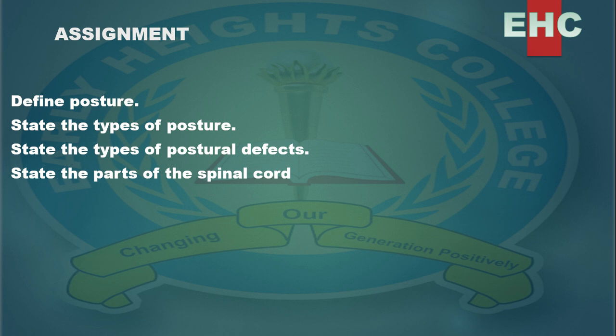So we have a few assignments here for you to do, some few questions. First, define posture in your own words, state the types of posture, then state the 3 types of postural defect, and you can challenge yourself further by mentioning the parts of the spinal cord that were briefly touched on while discussing scoliosis.